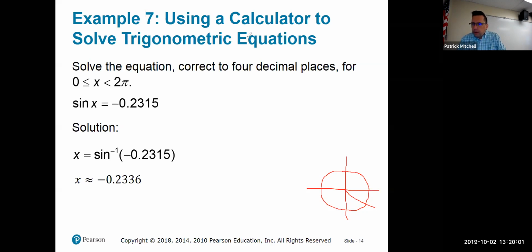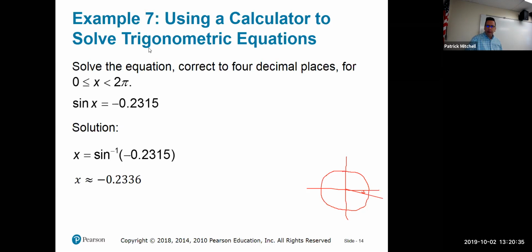So the angle negative 0.2336 radians, it would look something like this. And it would be measured in the clockwise direction, right? Okay. So I am not actually going to use this as one of my solutions. I can use this to help me get my solutions, but this is not one of the solutions because it is not in the interval from 0 to 2 pi.